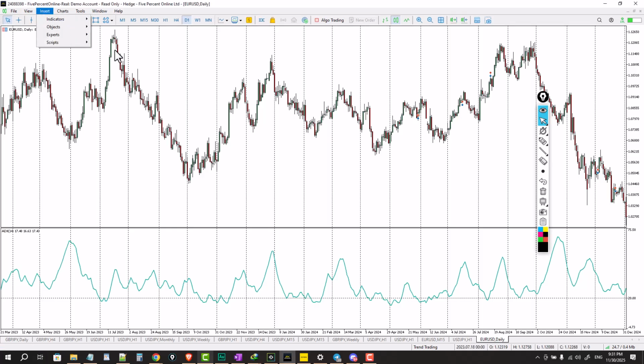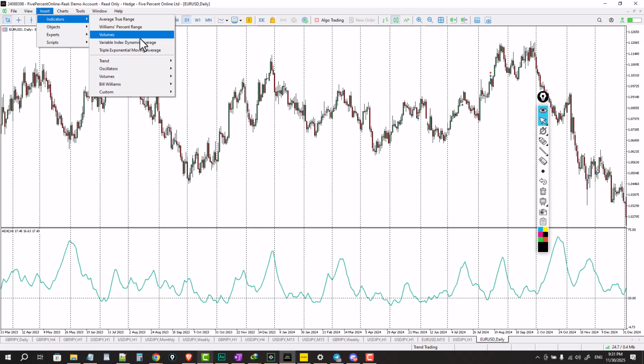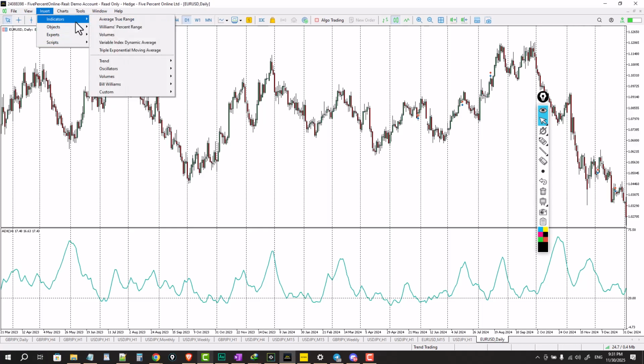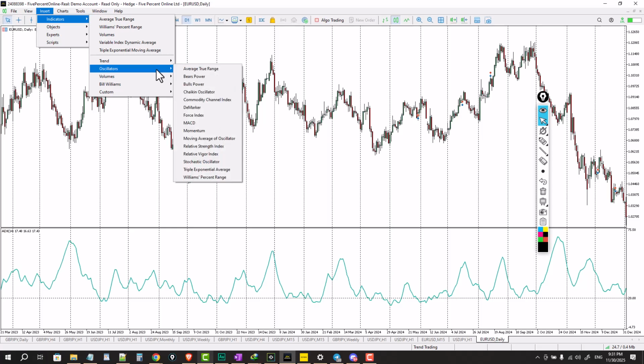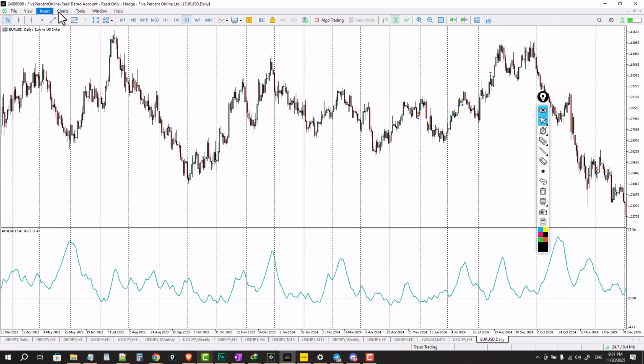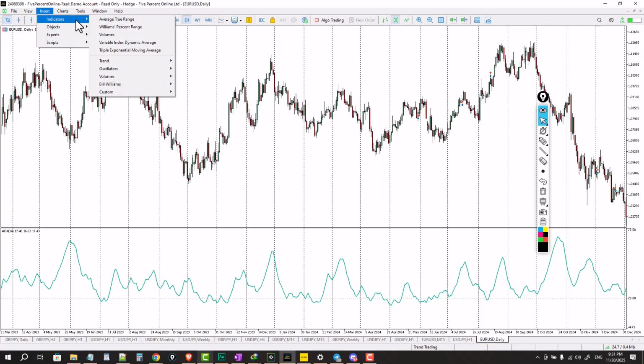There are traders out there who would use a couple of moving averages to identify the direction of the trend depending on the direction of price. So let me show you an example. Let's say we click on insert. This is adding a moving average onto your charts, and this is exactly how you do it.